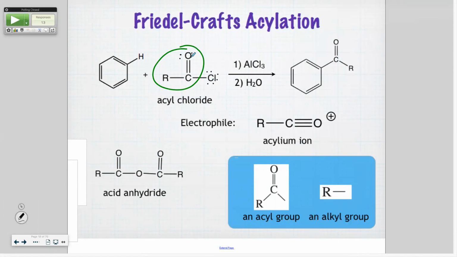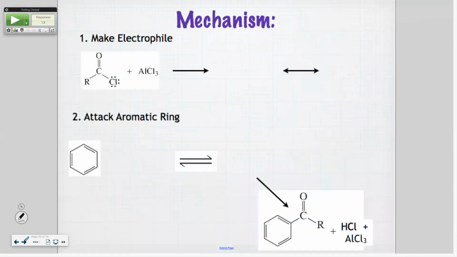I want you to notice that there's a 1 and a 2. The 2 is just, you typically just add the water to help neutralize any excess AlCl3. There isn't really a whole lot more to it than that. That's what it's for. Okay, so here is making the electrophile. Let me get another go.